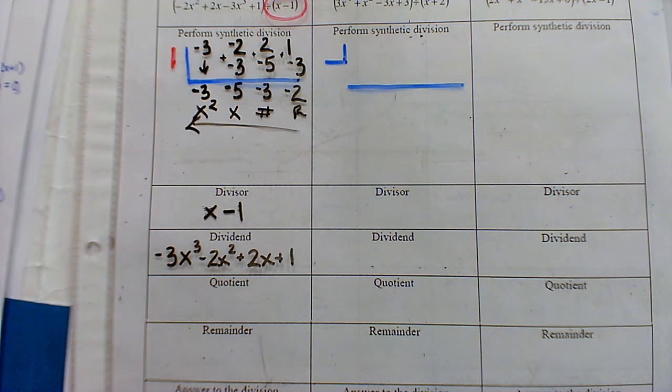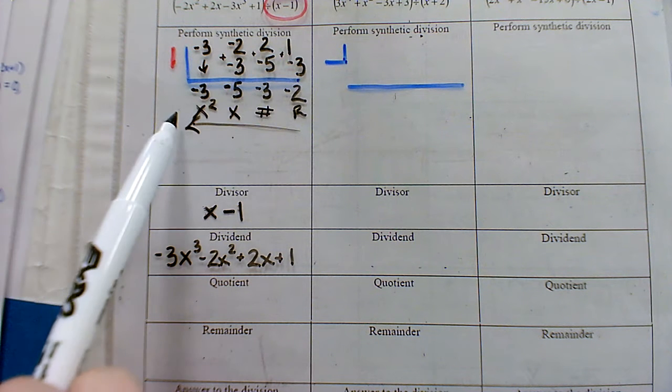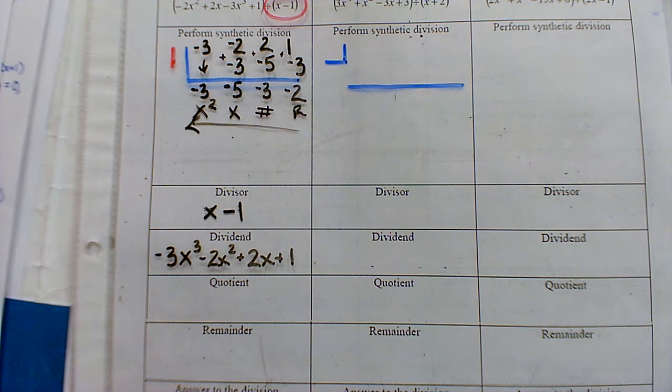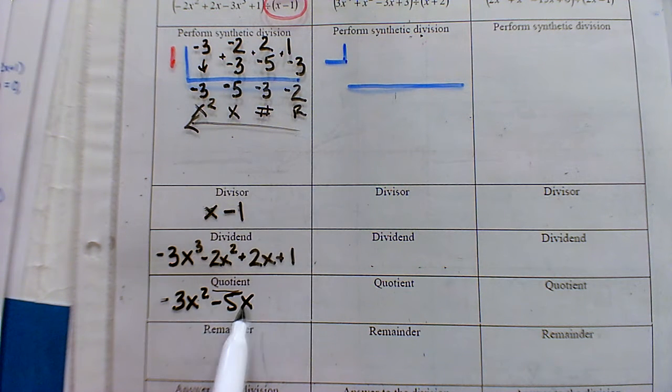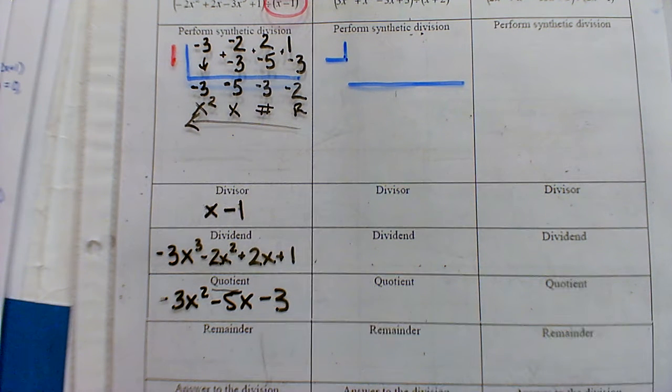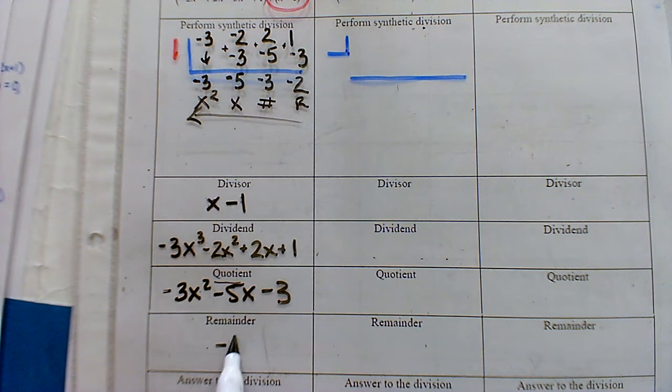And if we had more numbers, we would just keep going. Okay, how many x cubes we have, how many x to the fourths we have, depends on how many numbers you have in the division. So if we were to write out the quotient with the variables put back into it, it would look like a -3x squared, a -5x, and then a constant of -3. We'll just write down -2 as your remainder.